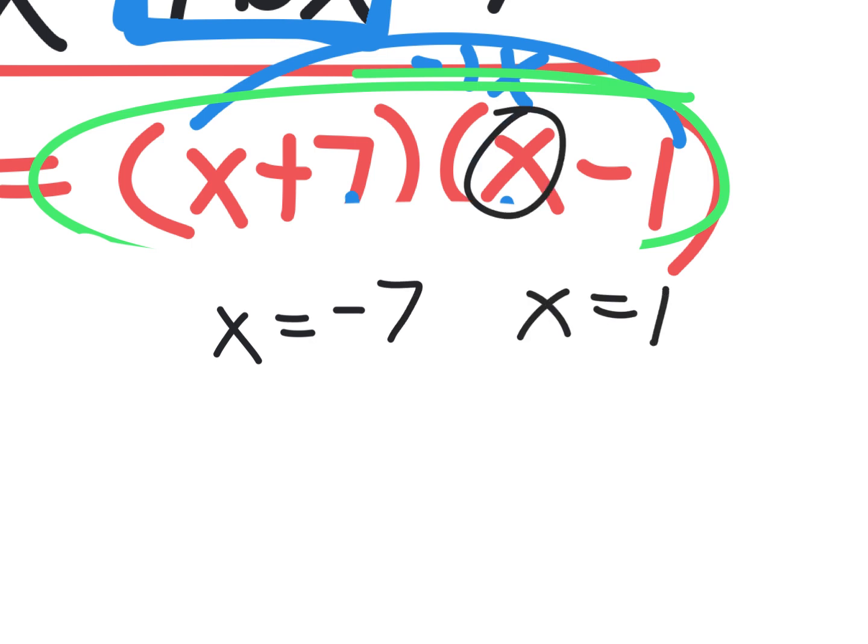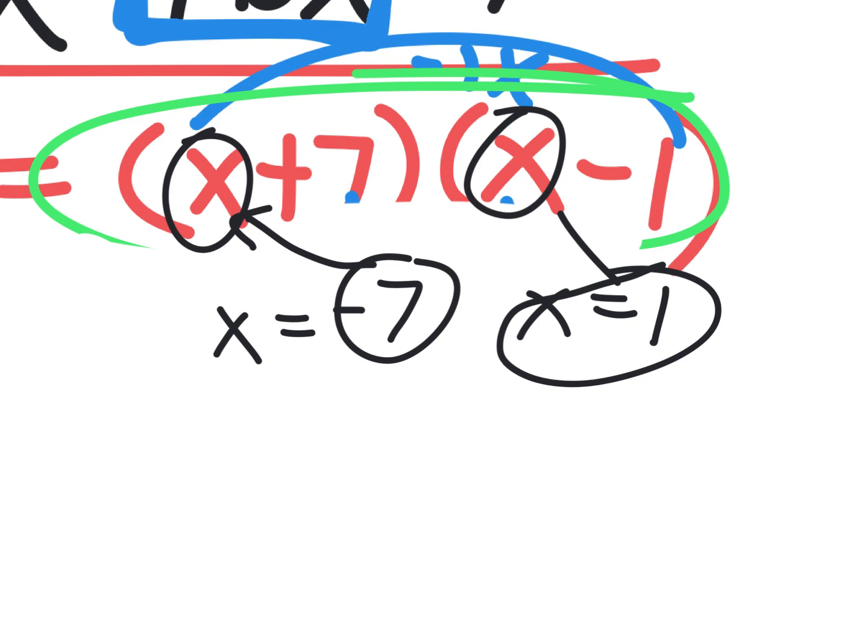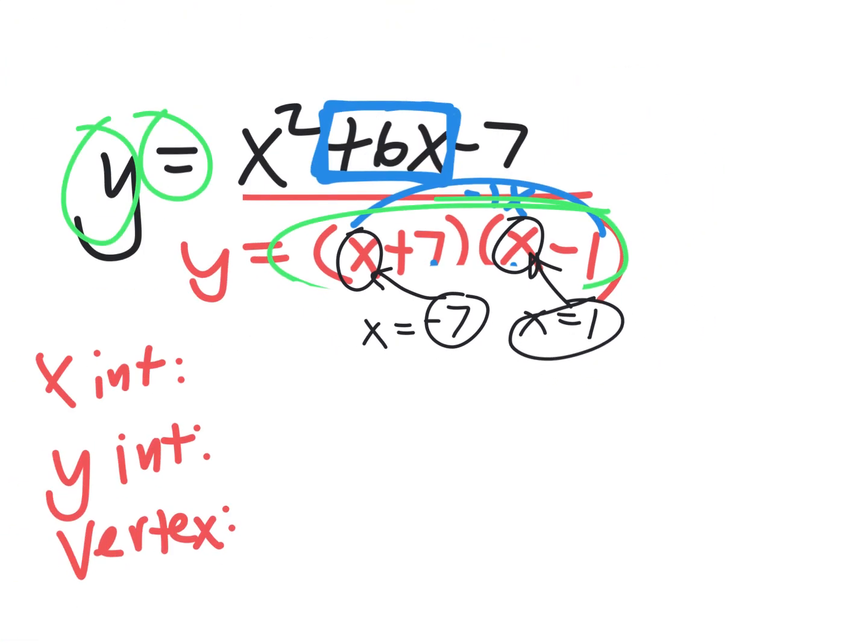Some people are like, I thought it was a negative 1 and a positive 7. No, it's what makes this part equal 0 and what makes this part equal 0. So those are my two answers. Those are called the x-intercepts. And you have to write them with a point like that. X-intercept is where y is 0, so I put the zeros at the end. That makes sense to you guys?